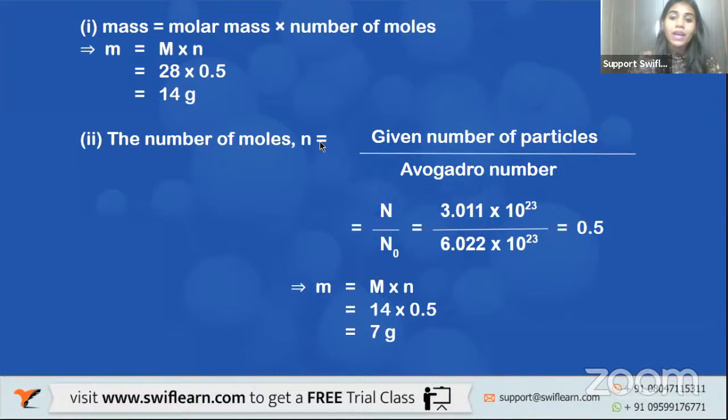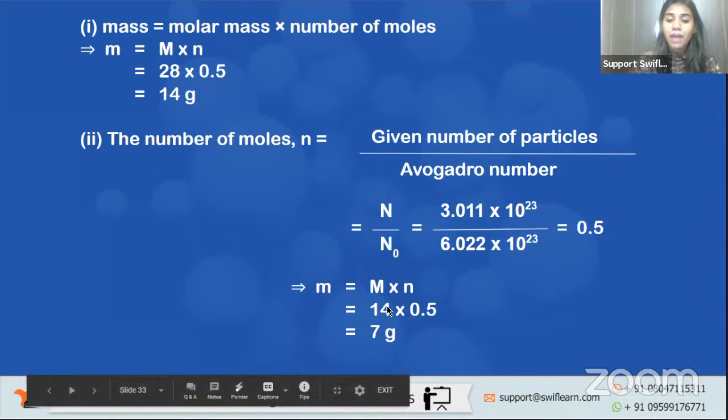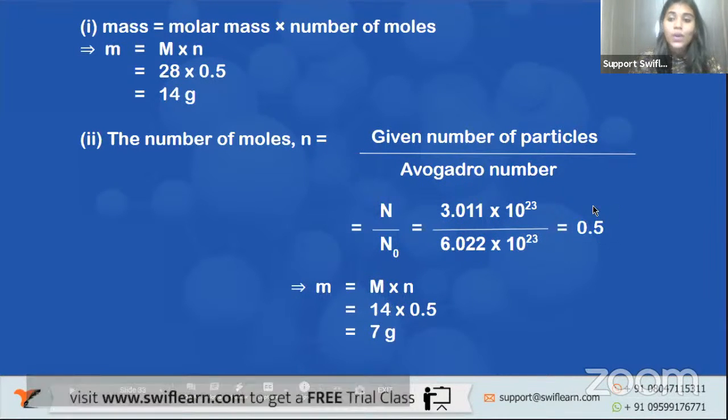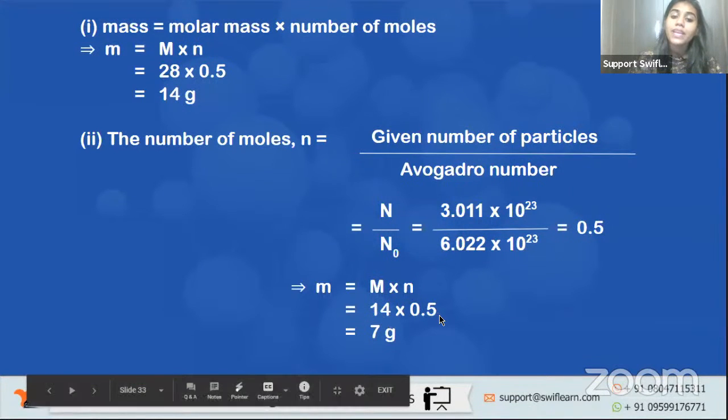Now, they have told you to find out what is the mass of it, right? So one nitrogen atom has 14 as its mass. So in 0.5, what will be the mass? 14 into 0.5 moles, that is 7 gram. Clear?